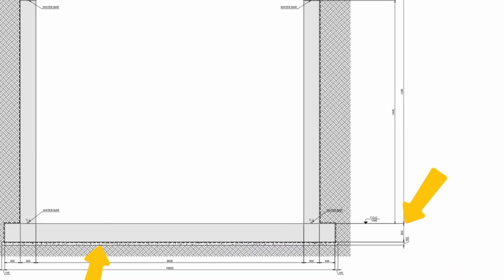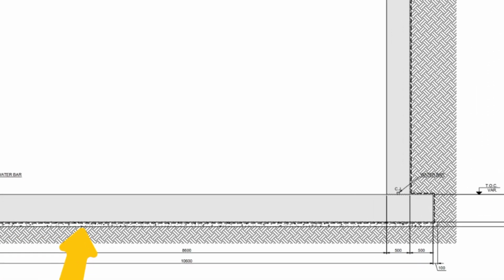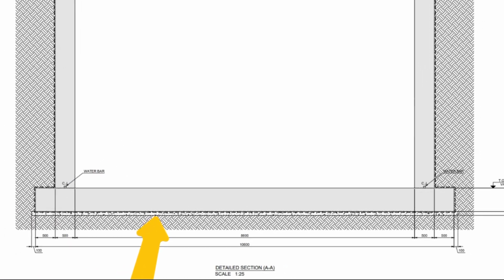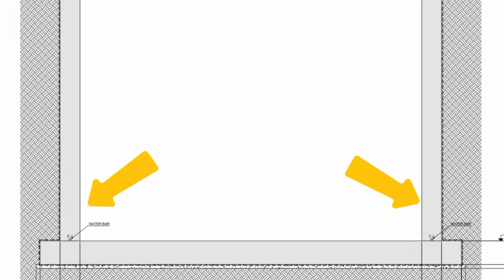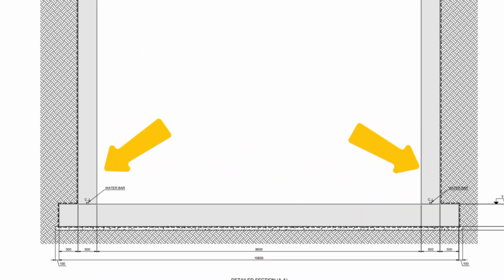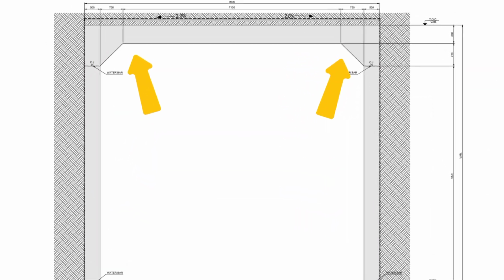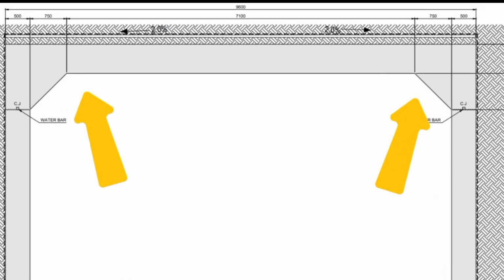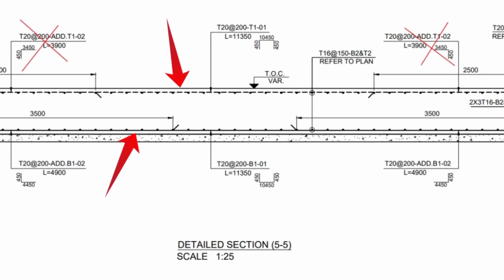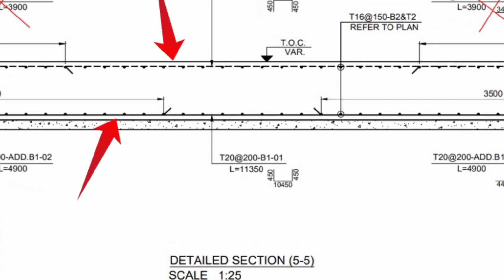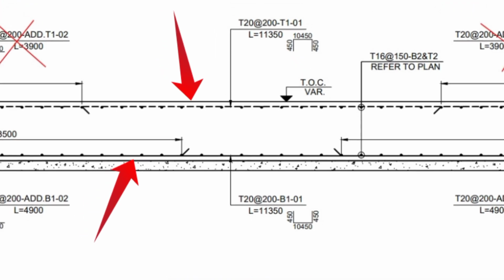The first part is 100 millimeters of bedding, followed by 600 millimeters of concrete for the foundation. There are walls on both sides with concrete dimensions of 500 millimeters, and the top slab concrete dimensions are also included in the drawing.